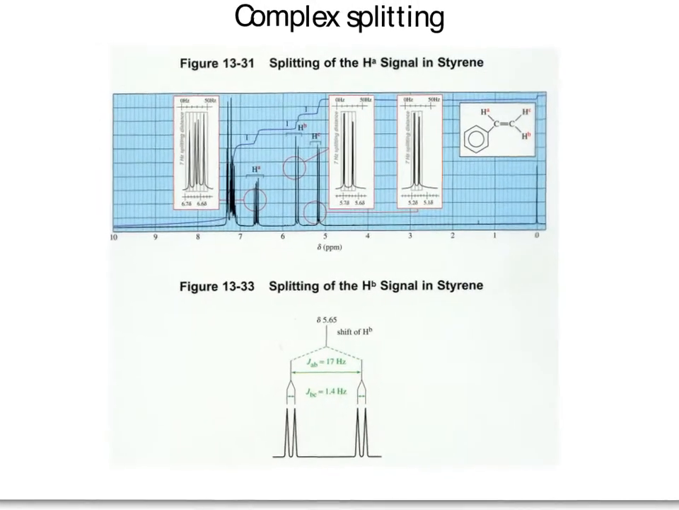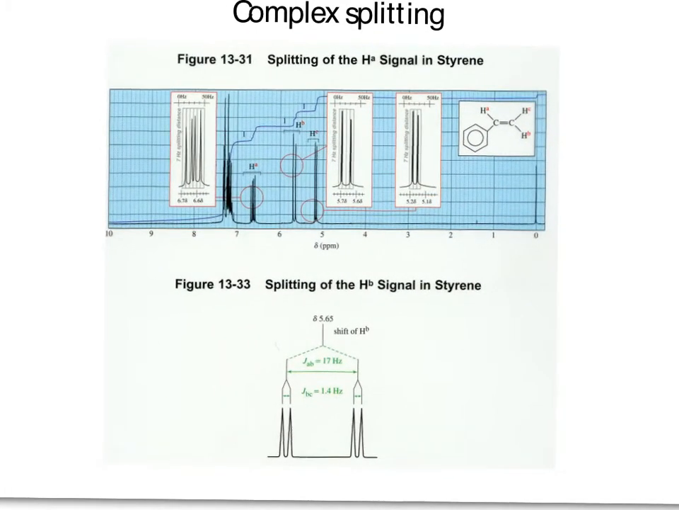All right, and so when we talk about complex splitting, we're talking about one hydrogen coupling to two different non-equivalent or non-similar coupling hydrogens. And so what you have to do is we take an example of styrene here.